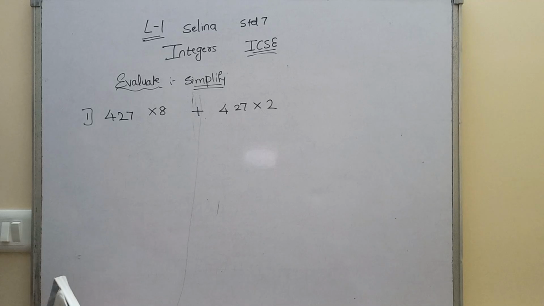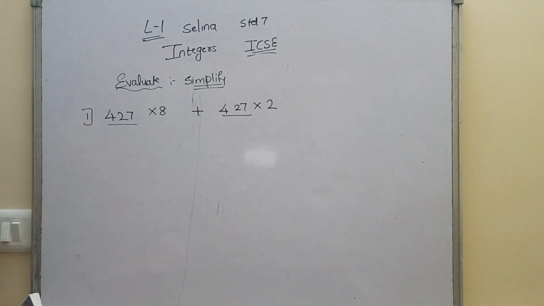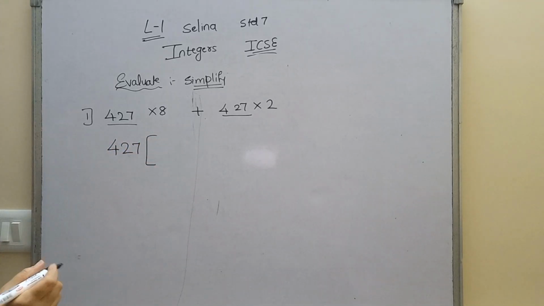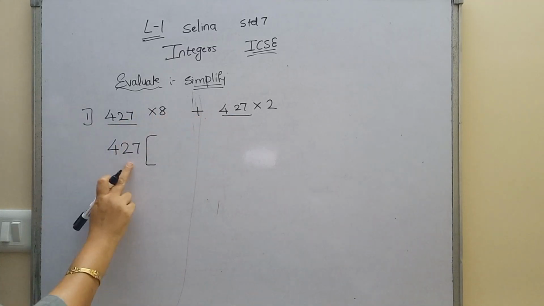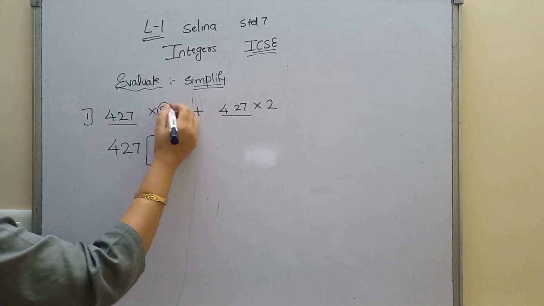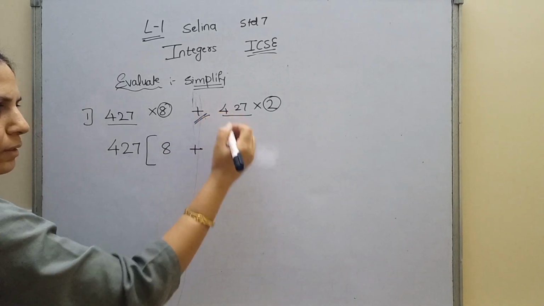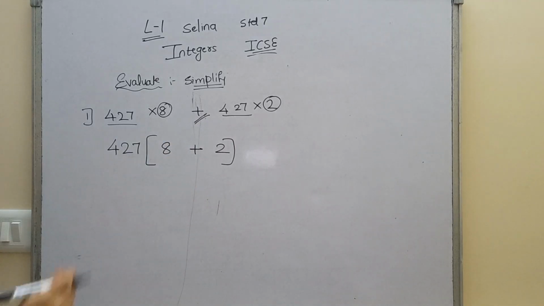Now, the easiest way to do this is to find the common numbers, common integers. Integers are nothing but numbers. Find the common numbers between them. 427 is common. Write 427 here. Whatever is left, write it there and put the sign, whatever it is. If it is plus, put plus. If it is minus, put a minus sign.